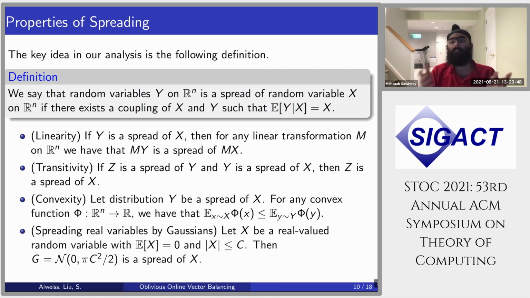And finally, you can spread bounded random variables by Gaussians. So in particular, suppose x is a real valued random variable, which has mean 0 and is bounded by c. Then it's spread by a Gaussian of variance c squared, in particular pi c squared over 2.